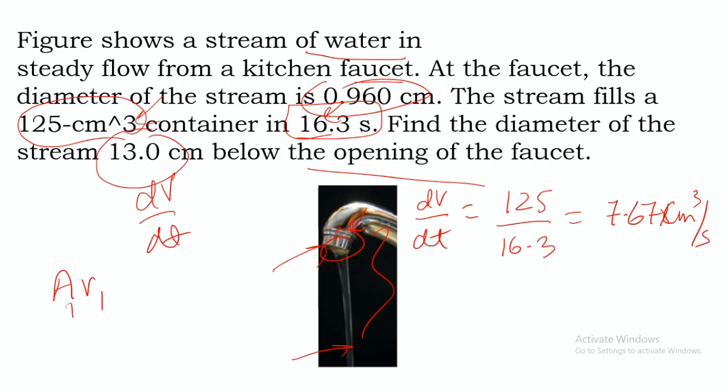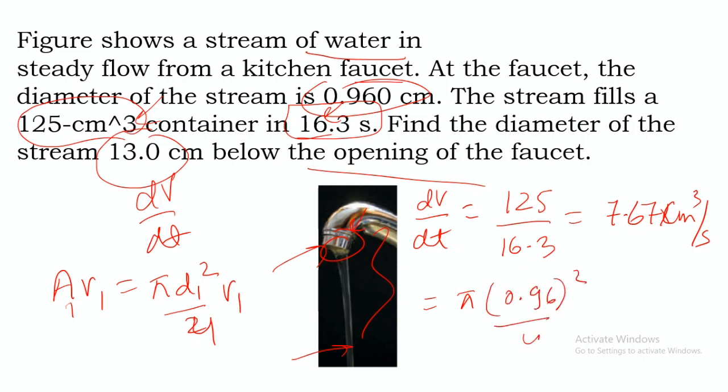Now the diameter is given, so I'll write it as pi d1 square by 4 into v1. This is A1 v1. So if you put everything in, this is pi into 0.96 whole square divided by 4 into v1. Sorry, v1 is not given. I'll write v1 as this, and dV by dt is given as 7.67.